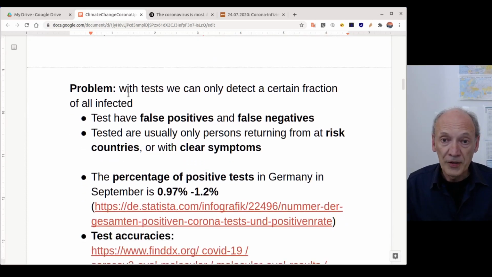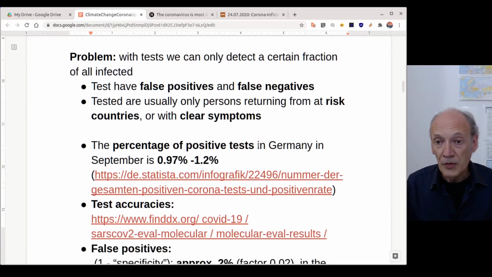Yeah, the problem with tests is that we can only detect a certain fraction of all infected, right? Tests have false positives and also false negatives. The tested are usually only persons returning from at-risk countries, like when they come from vacations in Spain, for instance, or with clear symptoms, so when they are already sick. So those are usually the ones that are tested. And that means of those tested positive, we have a higher likelihood that they fall sick.